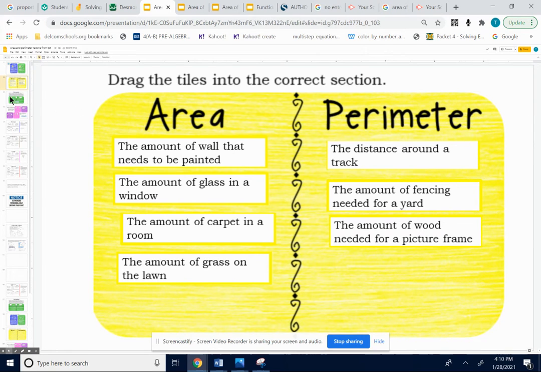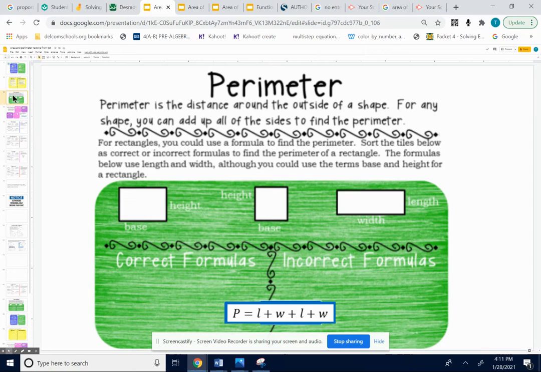The next slide. Perimeter is the distance around the outside of a shape. And honestly, I don't care if you just stick with that instead of worrying about formulas. It just so happens there are some formulas in this slide presentation, so I wanted you to be familiar with them, but I don't really care if you use them or not.